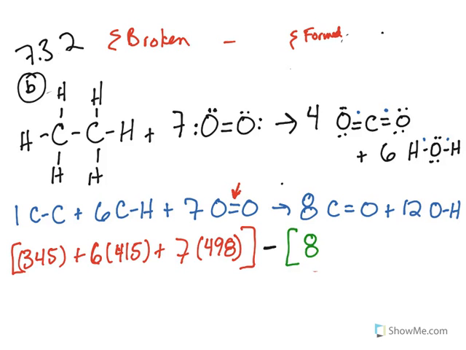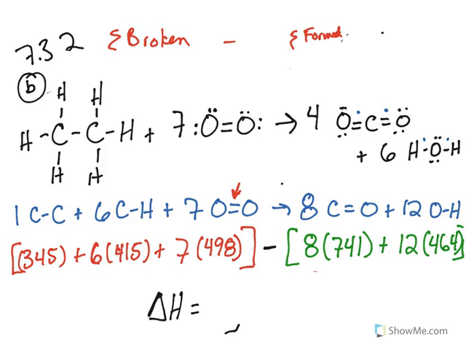I have 8 CO double bonds. Each of them are 741, plus 12 OH bonds, 464 each. So all told, my delta H is going to be equal to negative 5,175 kilojoules.